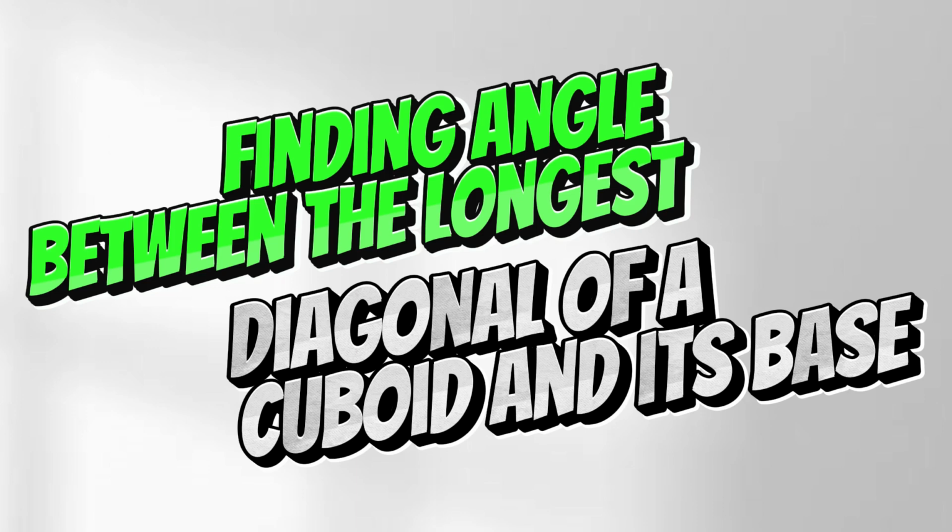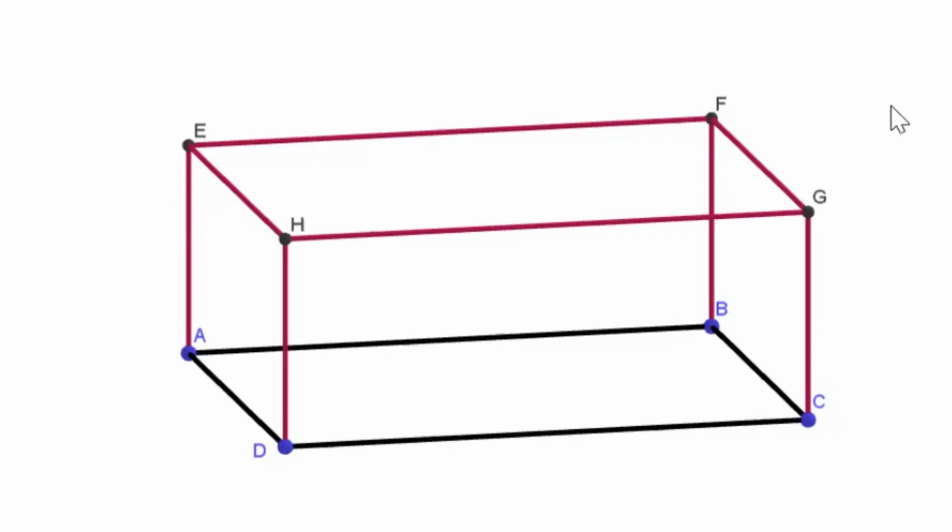Today, we are going to learn how to find the angle between the longest diagonal in a cuboid and the base of the cuboid. That is, if you are given a cuboid with a base ABCD, and the base of this cuboid is rectangular, we want to find the angle between the longest diagonal and this base. So let's go straight to this tutorial.